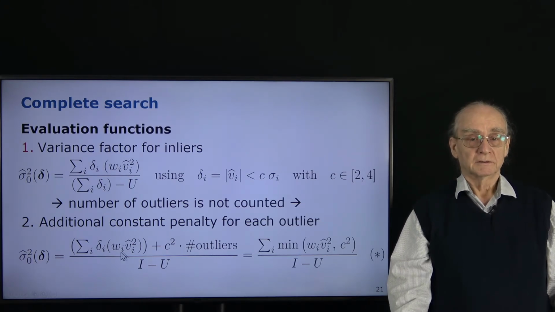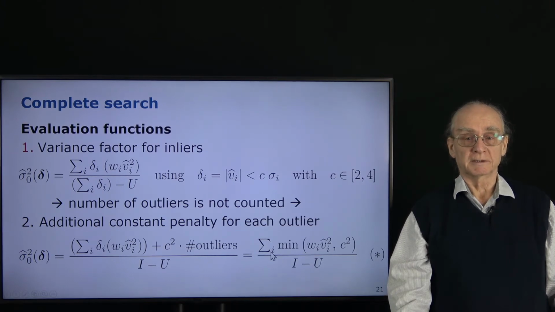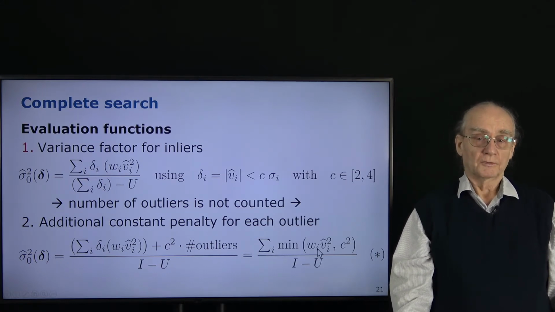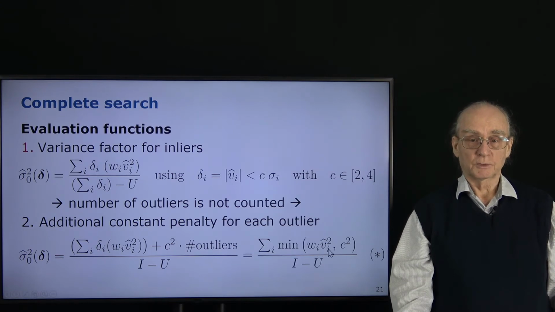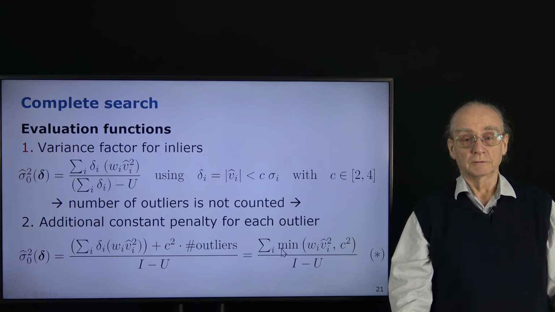This numerator can also be written in the following way by summing over all observations equally. So we take the minimum of the weighted residual square and this critical factor c square, and take the minimum of those two. So this shows that the number of good points should be large in order to get the whole numerator small, which is fine.